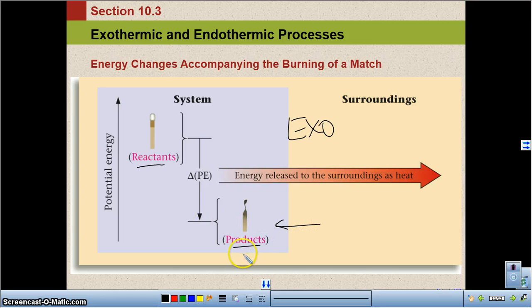This can be a confusing concept, but if you focus on this picture and think about what's actually going on with lighting this match and reverse it for an endothermic reaction where energy is going to go into the system from the surroundings, it will make a whole lot more sense.